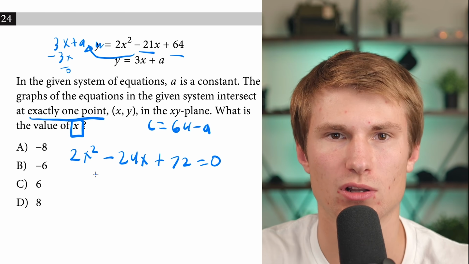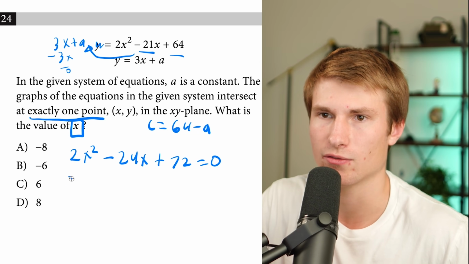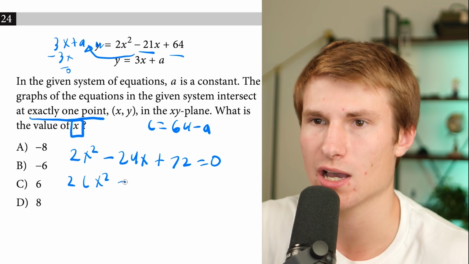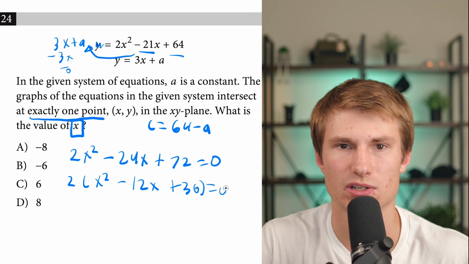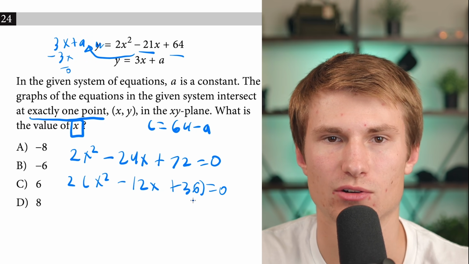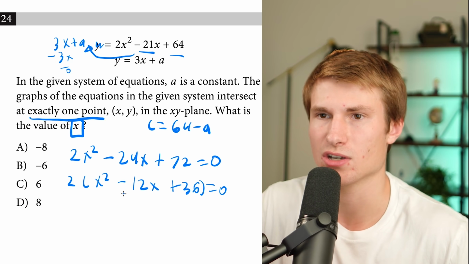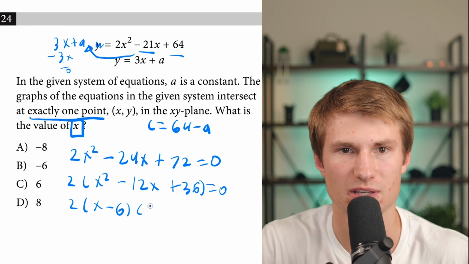Okay, so from here, we're going to look to factor out what we can and solve for the value of x. So I see that 2 is a common factor in all of these, so I'll factor out a 2. I'll be left with x squared minus 12x plus 36 is equal to 0. From there, I'm looking for numbers that multiply to get 36 that will have a sum of negative 12. So I'm looking at 6 as the value for that. So that would be x minus 6 times x minus 6.